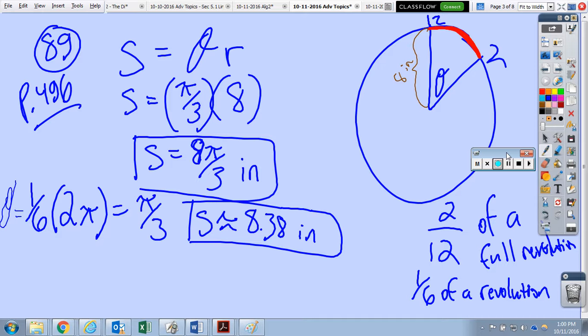So you need to think about, when you have problems that deal with rotations, what fraction of a full rotation this is. And if you know a full rotation is 2 pi radians, then you can figure out whatever the central angle is.